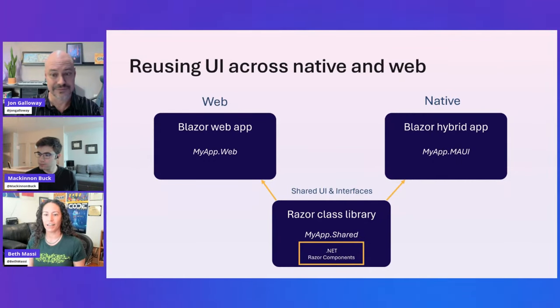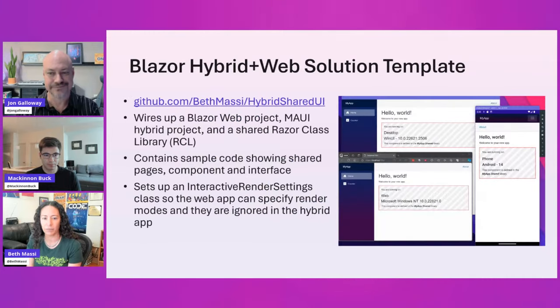When I talk to customers, I ask, are you doing web too with your hybrid? They're like, of course we are, why wouldn't we? We want to have the maximum reach. So that's kind of interesting. This is actually happening fairly commonly. It's also been asked for by our customers on GitHub and that sort of stuff too. So we have a lot of feedback.